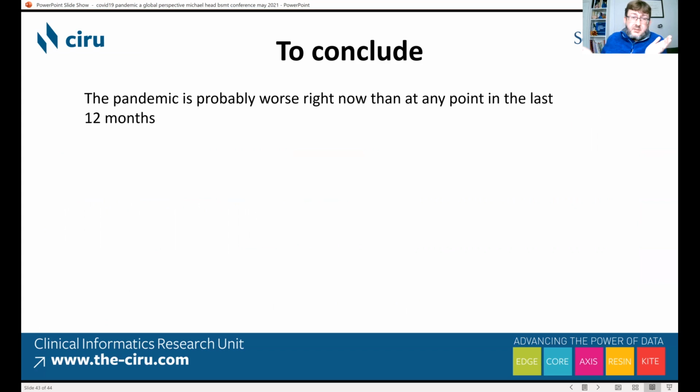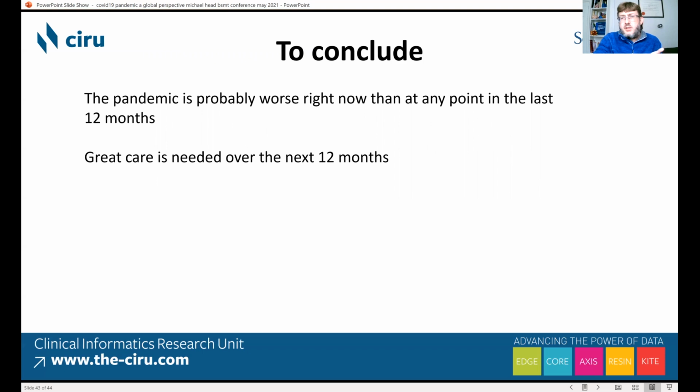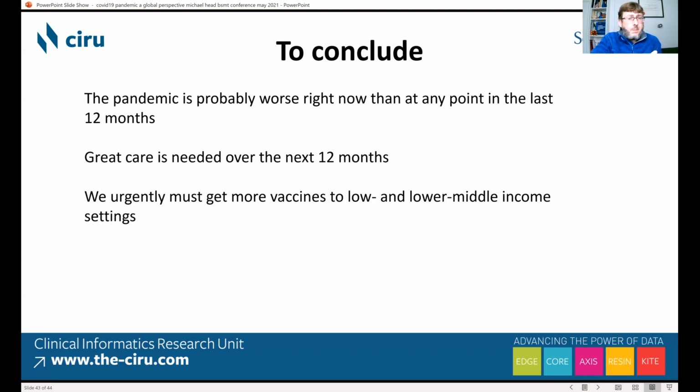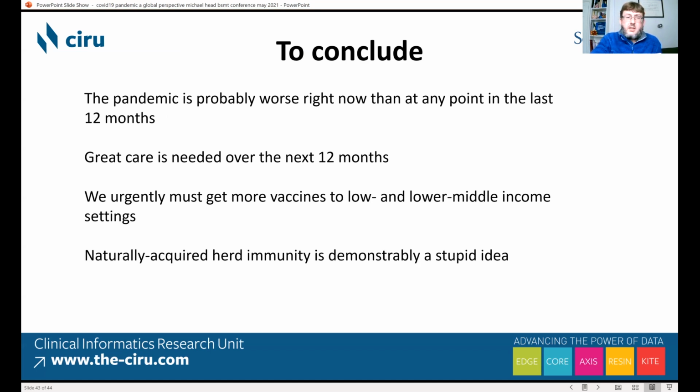Globally, it's at its worst point in the last 12 months. So great care is going to be needed over at least the next 12 months. I think we will see more countries exhibiting outbreaks a bit like India at the minute, as vaccinations are slow to reach many settings. We must urgently get more vaccines into arms in resource-poor areas. That is an urgent need. Naturally acquired herd immunity as a strategy is demonstrably a stupid idea. It really, really is. But let's finish on a positive note.